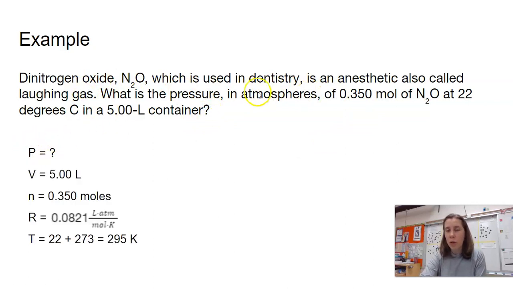So pressure is what we're looking for, and we want it in atmospheres when we're done calculating, so that's good to keep in mind. The volume is 5, all right, and it's already in liters, so we don't need to do anything to it. It gave us the number of particles in moles, so we can just use that number. That's 0.350. R, we're going to use the 0.0821 because it's asking for the pressure in atmospheres. So we'll want to use the one that has atmospheres in the units. Okay, and then the temperature was given to us in degrees Celsius as 22. Remember, we need to add 273 to get it into Kelvin.